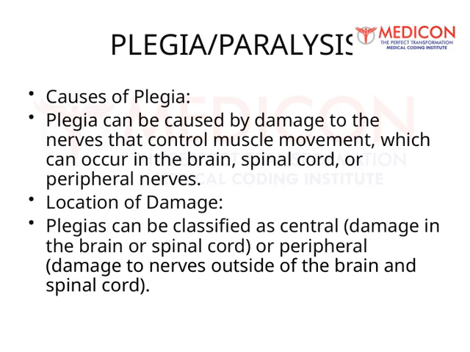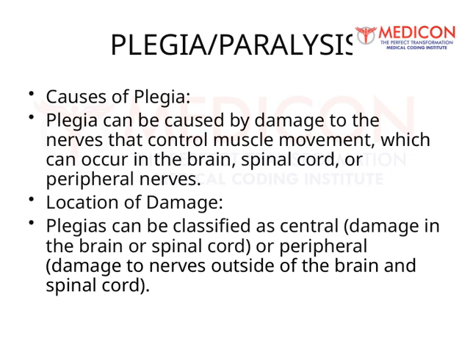So let's talk about plegia or paralysis. It occurs when there's damage to the nerves that control muscle movement. These nerves can be affected in different parts of the nervous system, such as the brain, spinal cord, or peripheral nerves. Understanding the location of the damage helps us classify the type of plegia.